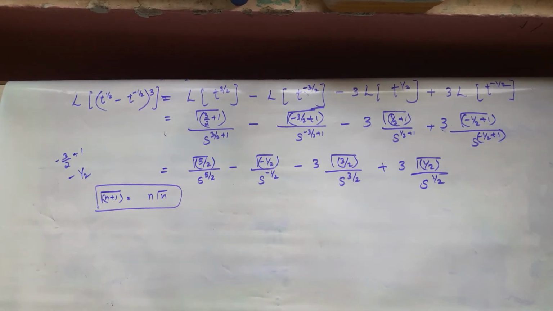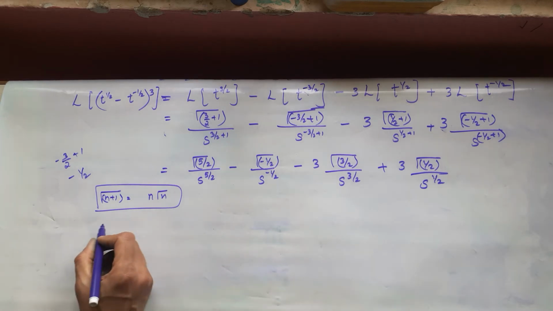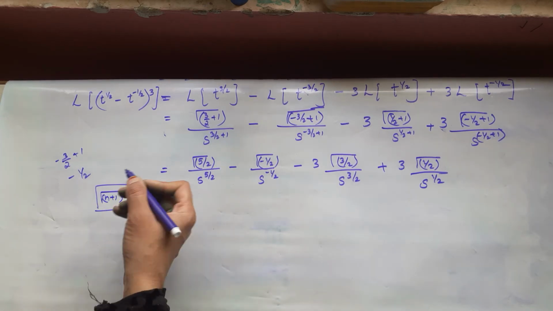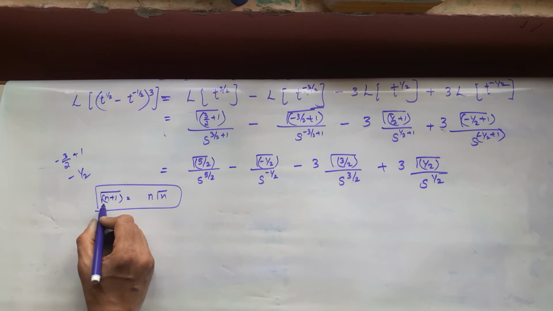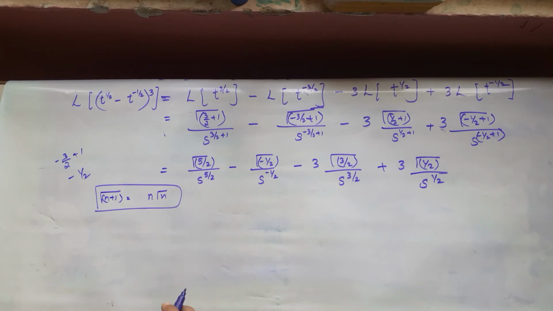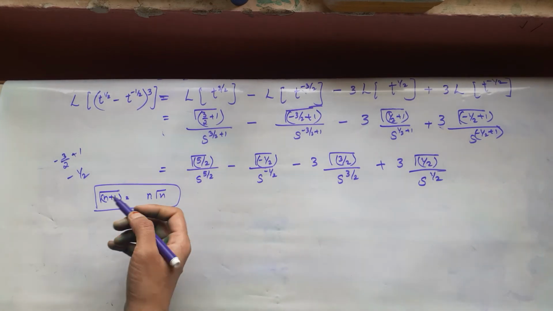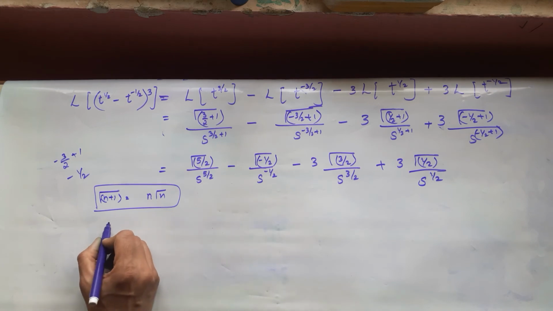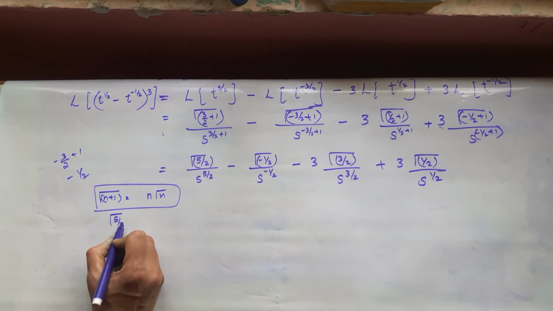Gamma of n into... yes. Similarly, if n is any real number, you can write gamma of n plus 1 to be n into gamma of n, right? And so on, it continues. So I want to write gamma of 5 by 2 with this.